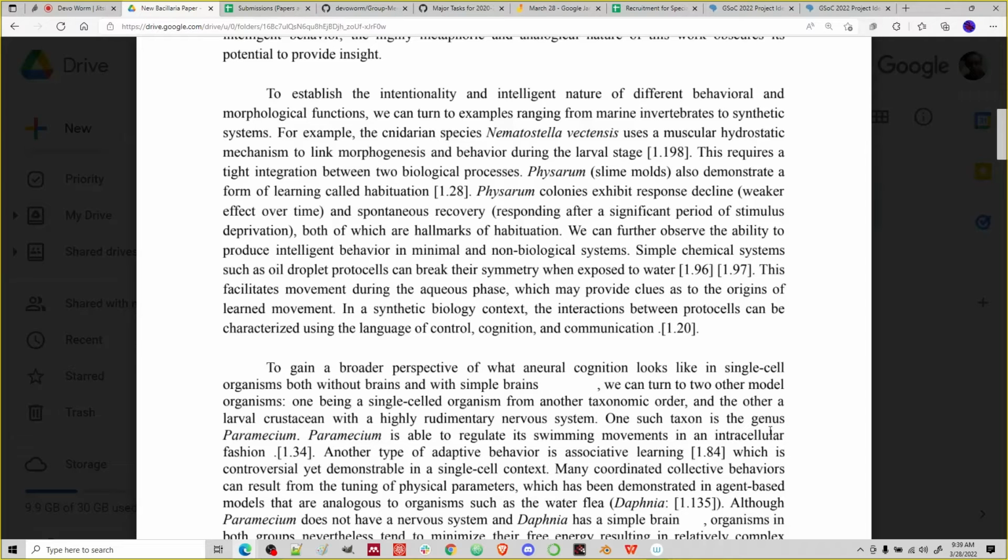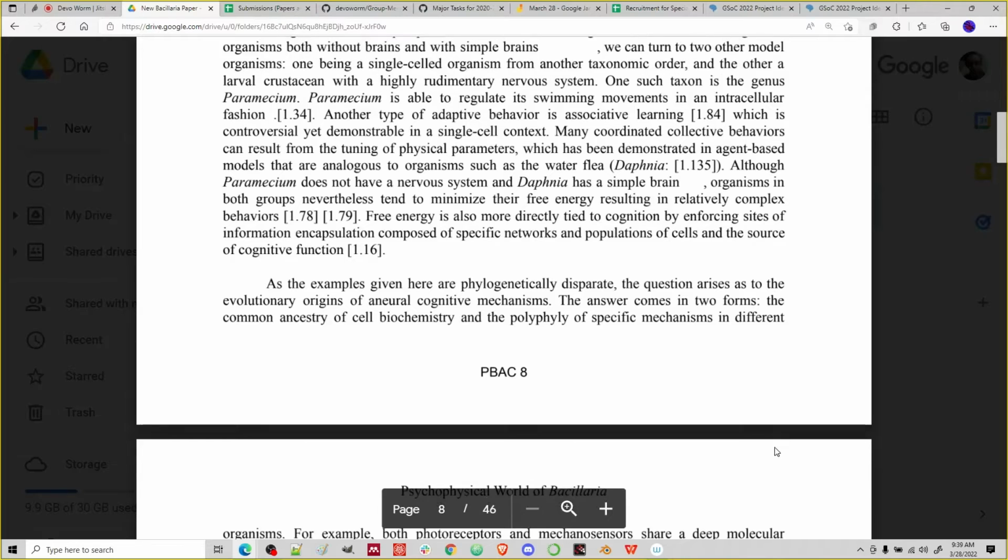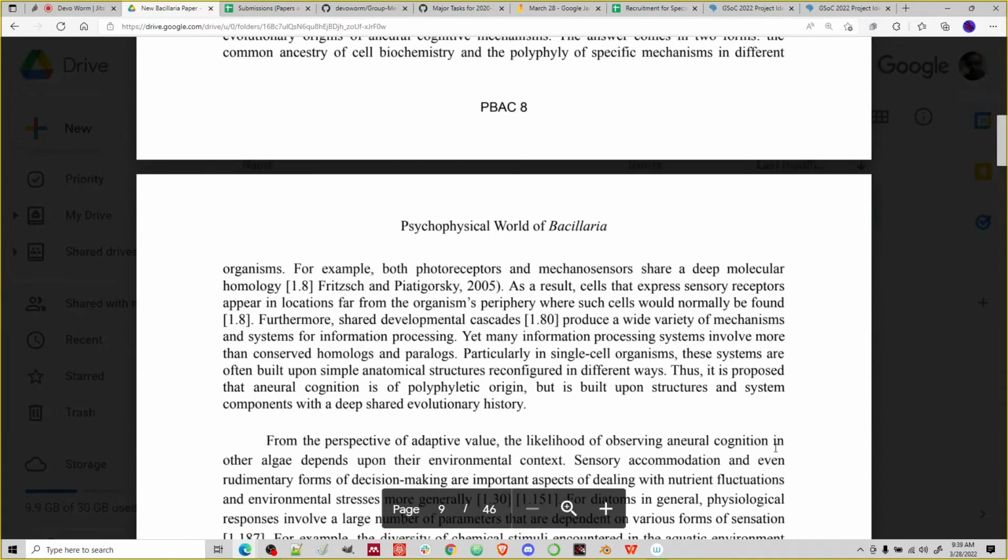So this is an overview of what aneural cognition is, or basal cognition. The reason they call it basal cognition is because the thinking is that cognition, or that information processing, comes from a sort of evolutionary precursor. So every organism that has cognition has some origin point, or maybe what we see in organisms like diatoms, or single cell organisms, resembles what you'll see later with brains.